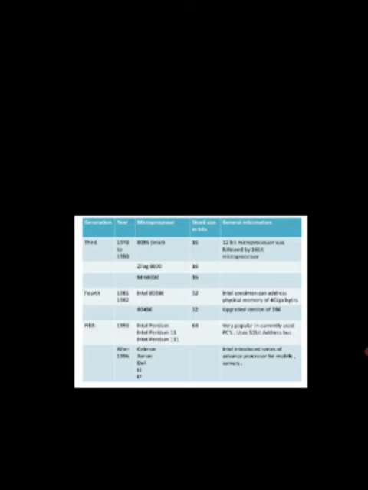And the last was the fifth generation. It was a 64-bit microprocessor. Pentium 1, Pentium 2, Pentium 3, DX4, i3, i7. These are very popular in currently used PCs. It uses a 32-bit address bus. Intel introduced a series of advanced processors for mobile and servers.